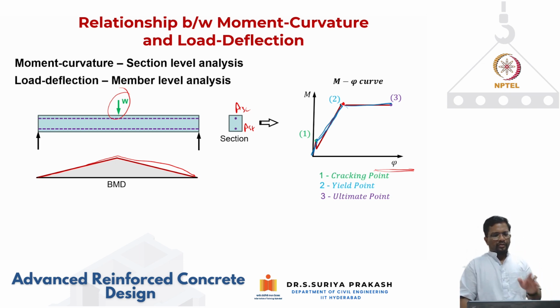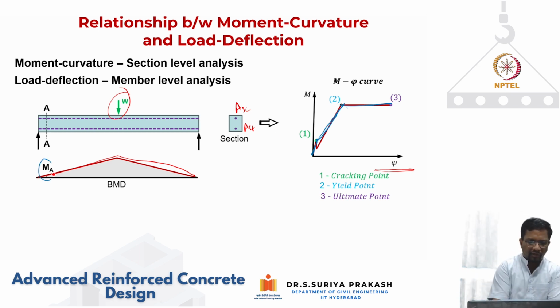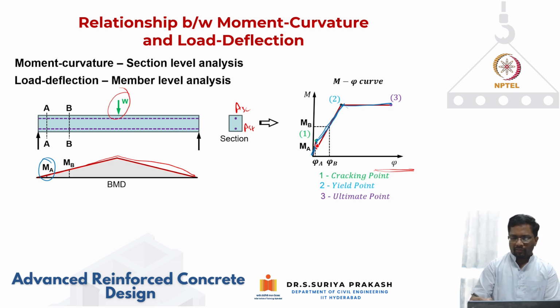Moment curvature is actually a sectional analysis, but if I want to get load deflection, then I need to do member level analysis. Now, how do we link the sectional analysis to the member analysis? That is what we are looking at here. So you take, let's say at section AA, the moment is MA. For this particular moment, for that cross section, if I know the moment curvature, I know how much the curvature is. So this is your moment and curvature. Similarly, if I take the moment at B, then I'm going to have a moment of MB and a curvature of phi B.